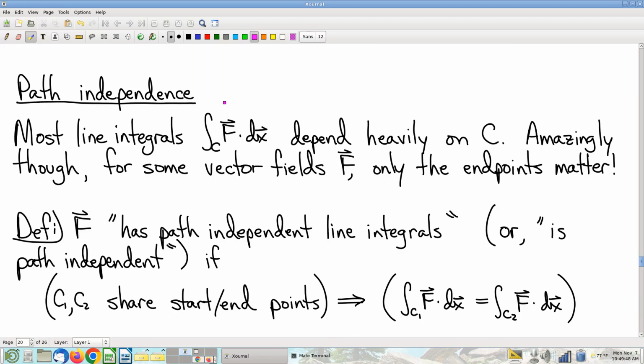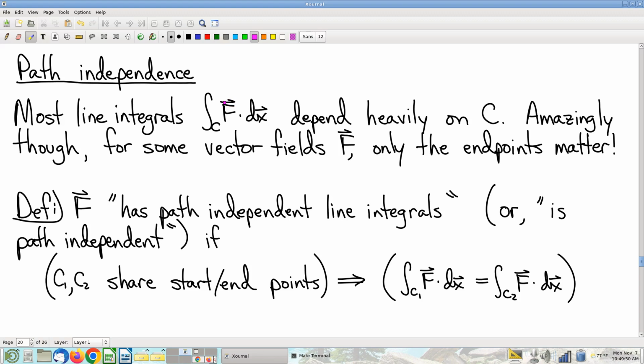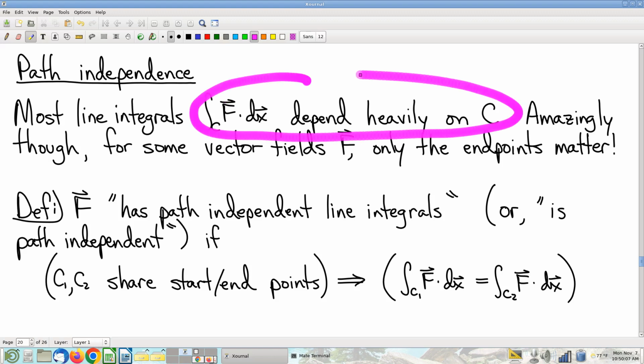All right. Now here's what the book starts with, this idea of path independence. And it's not immediately clear how this relates to the fundamental theorem of line integrals. So think of this as a new topic. And I start off with a seemingly painfully obvious statement.